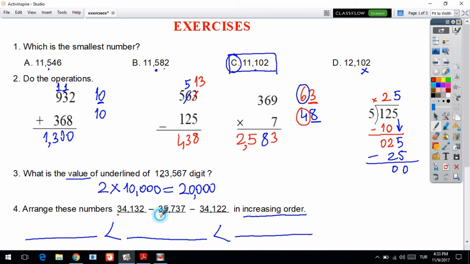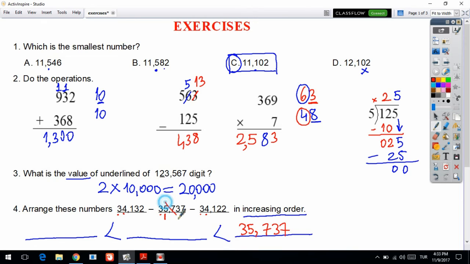First of all, let's compare from the biggest place. You have 3, you have 3, you have 3. Let's continue. You have 4, you have 5, you have 4. So 5 is different from the others. 5 is bigger than 4, so I choose 5 as the biggest number. So 35,737 is the biggest number.